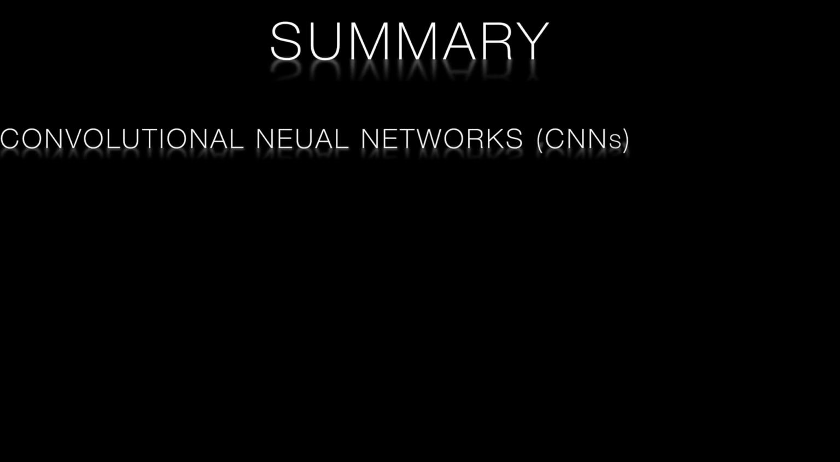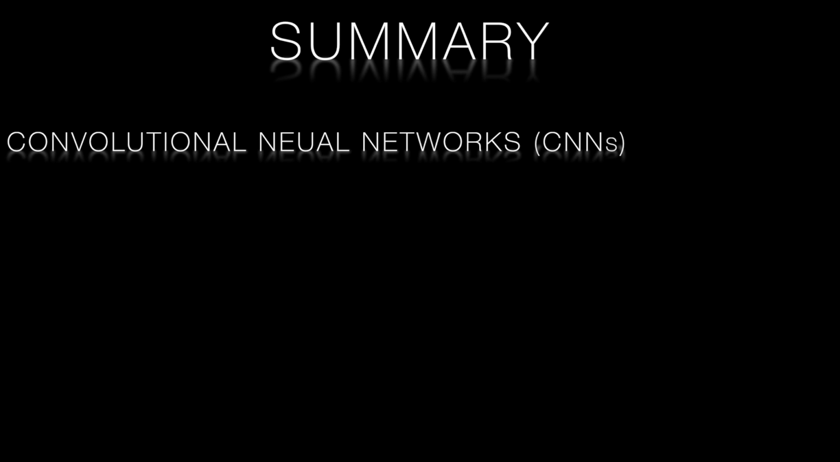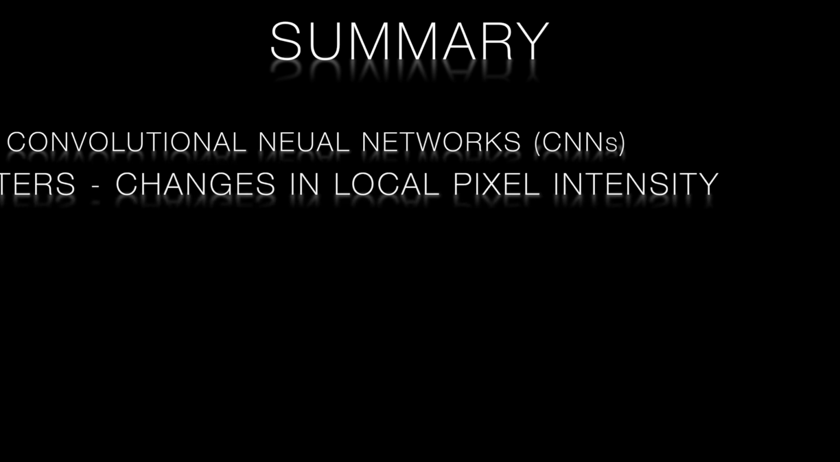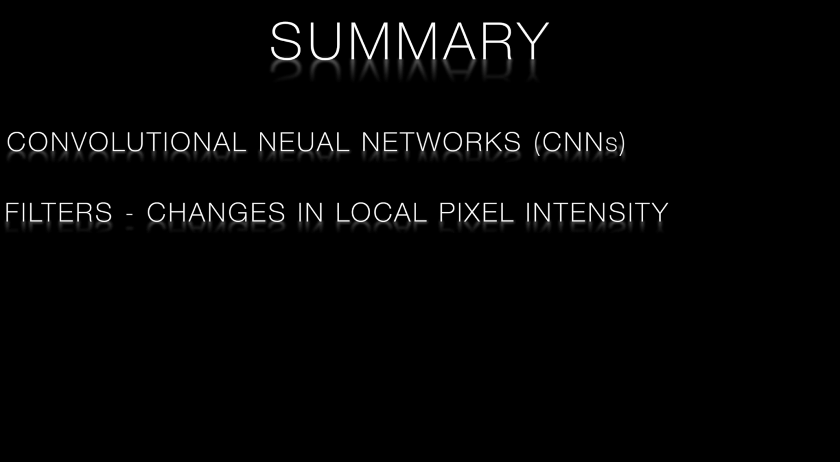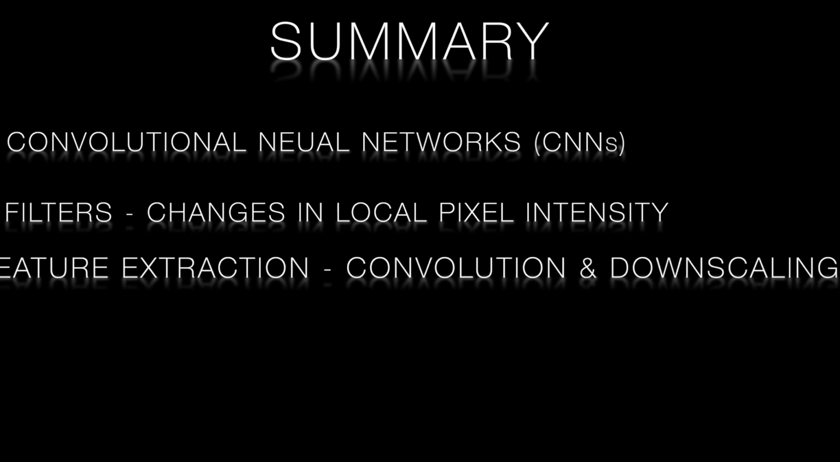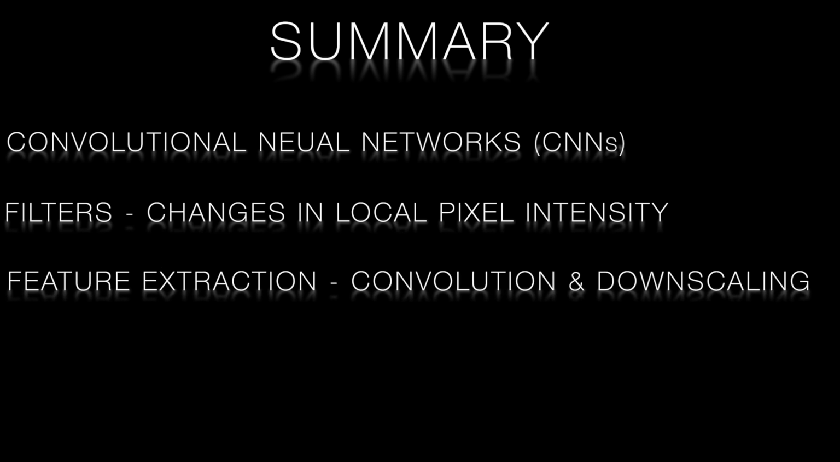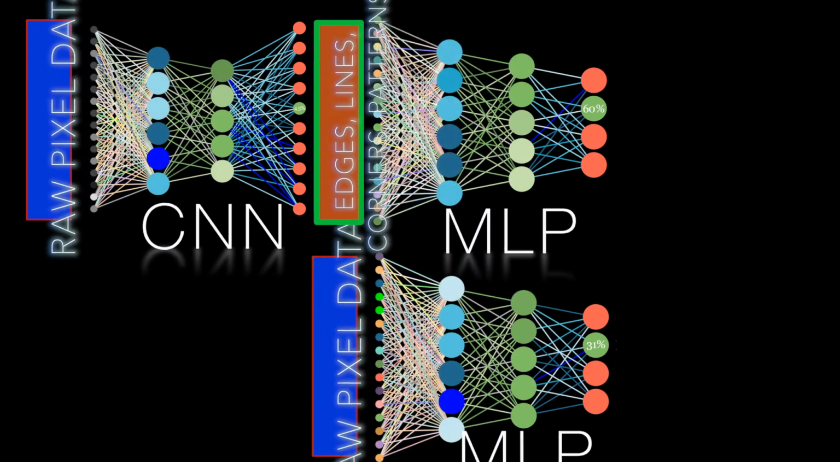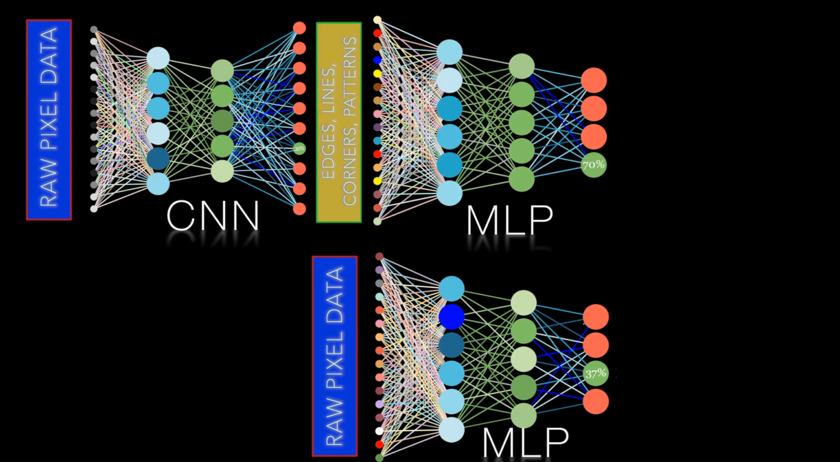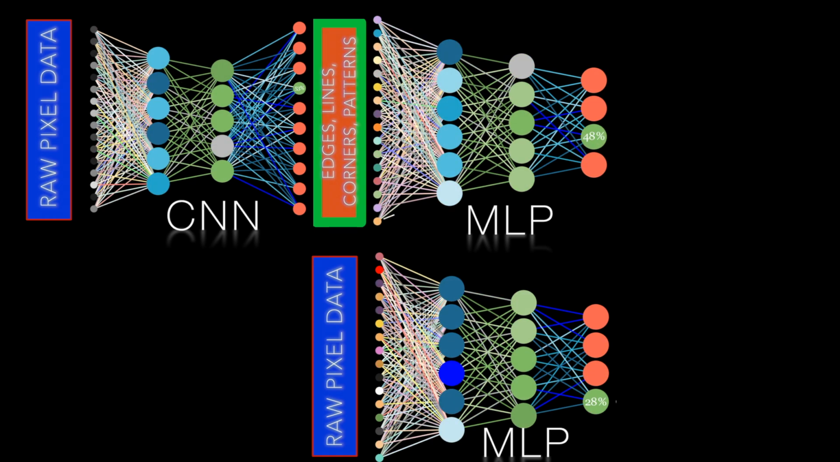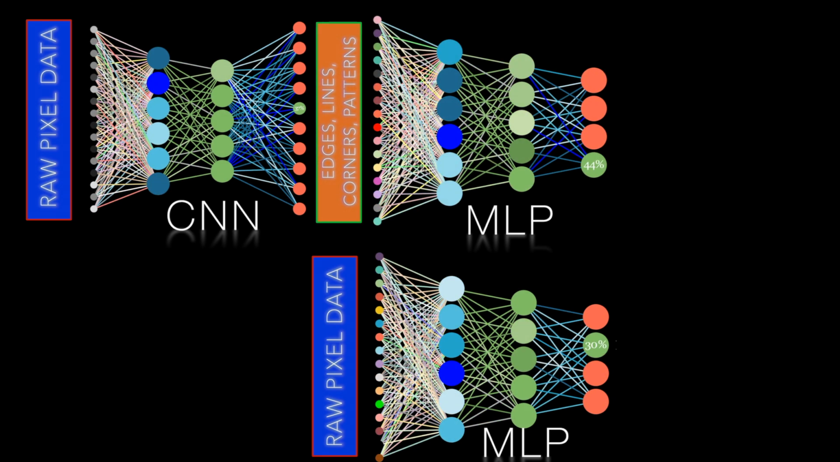In this video, we've looked at a new architecture of neural networks, convolutional neural networks. These are inspired by our understanding of the human vision system. They extract features by applying very localized filters that are activated by large changes in neighboring pixel intensities. Through a repeated application of convolution and downscaling, edges, lines, corners, patterns, and textures can be determined. Feeding these pattern activations into a multi-layer perceptron yields better results than raw pixels alone.